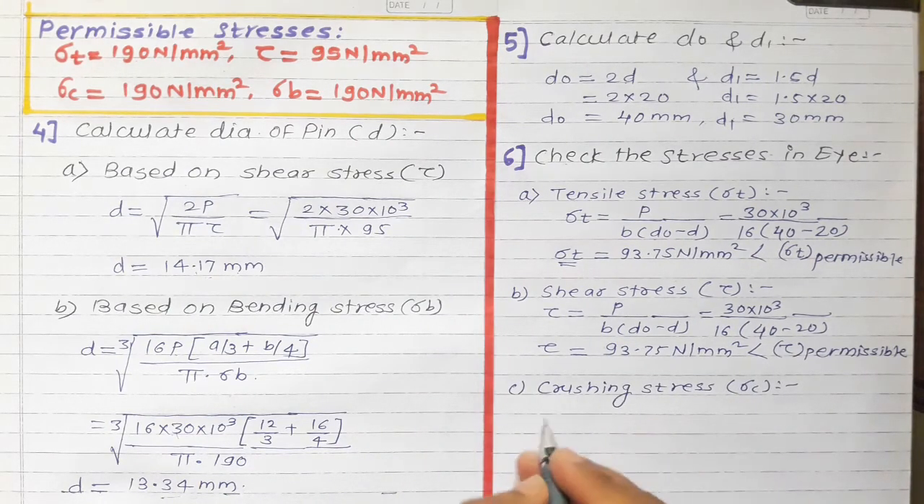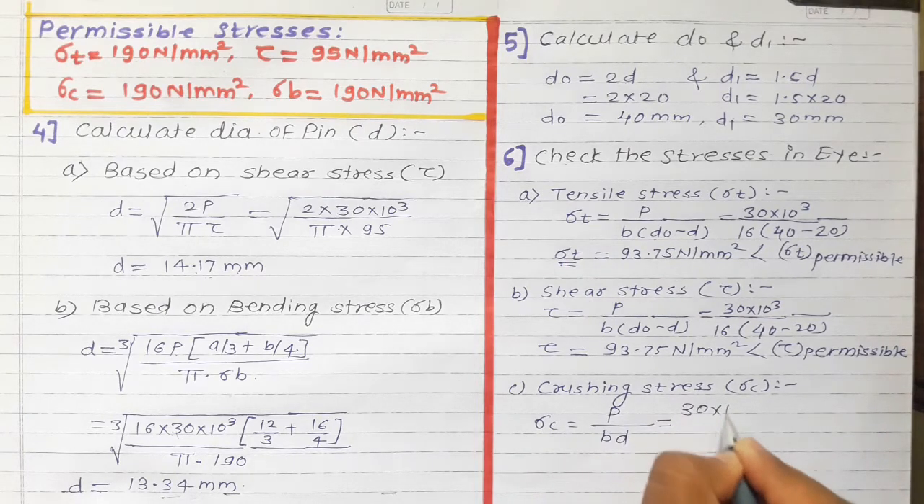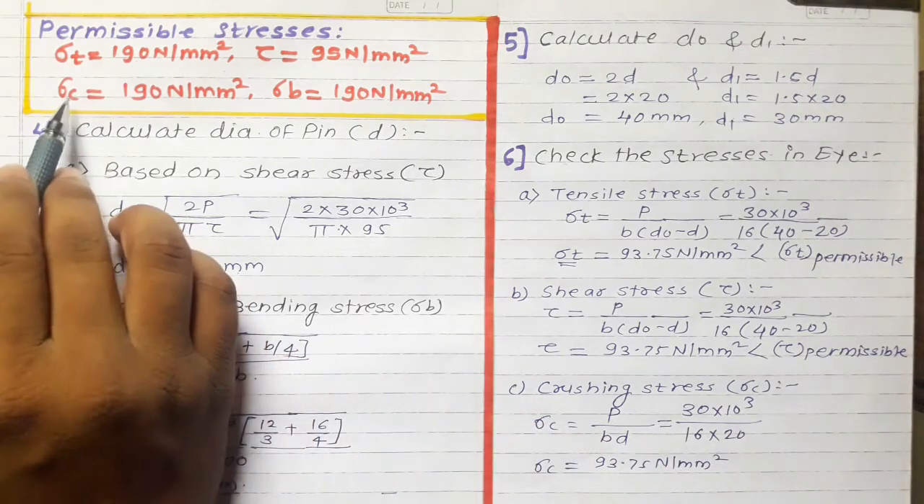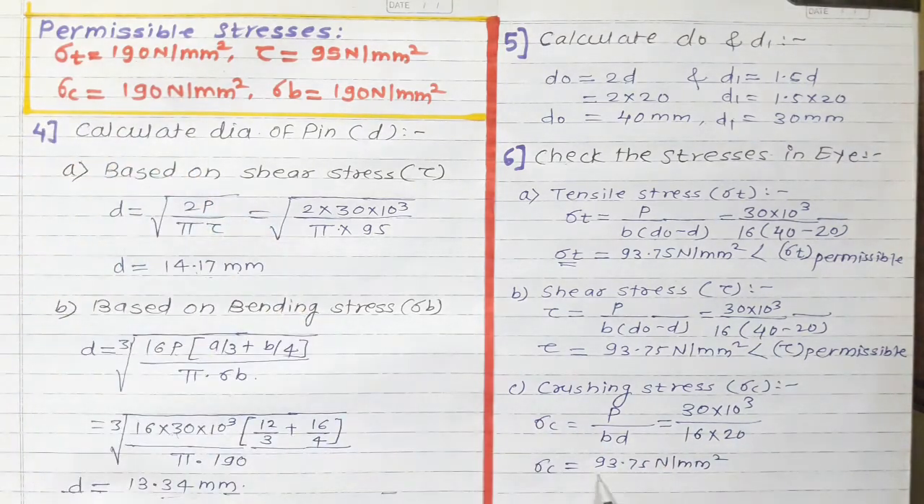Now check the crushing stress in the eye, and this crushing stress in the eye is given by equation P upon B into D, where this P is 30 into 10 raised to 3, B is 16 and small d, diameter of pin, is 20. So if you calculate this, you will get the answer as again 93.75 Newton per mm square, and we have to compare this induced compressive stress with the permissible compressive stress, and the permissible compressive stress is 190 Newton per mm square, and thus we can say that this induced crushing stress 93.75 is less than permissible compressive stress and therefore design is safe.